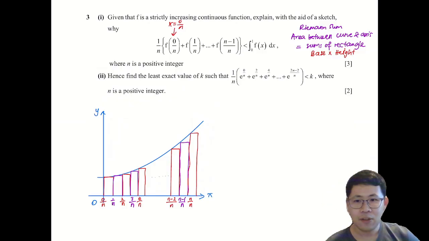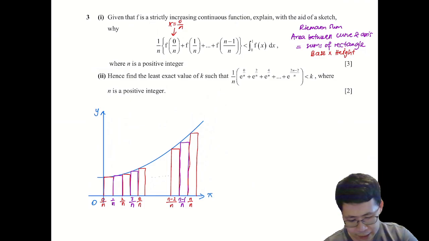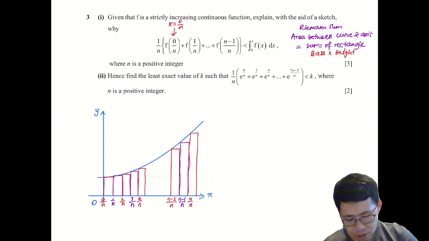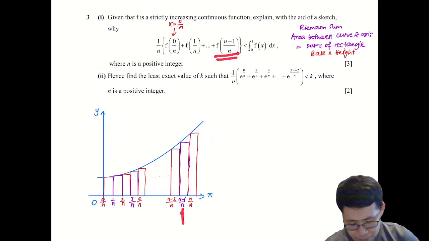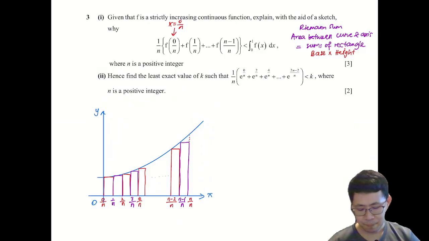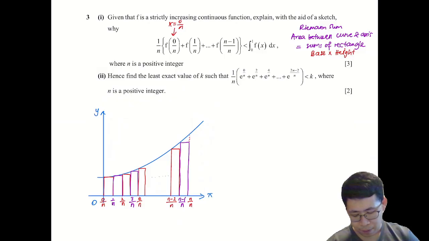Now you double check again and see how many rectangles you need. So you start with 0 over n. When x equals 1 over n, this is your rectangle, all the way until n minus 1. So actually, you don't need the last red colored rectangle, you just stop over there, until n over n. Something like this. So this is the sketch that I will get you to do.